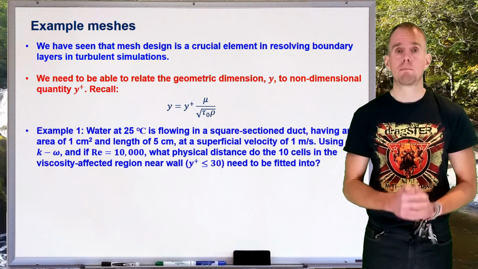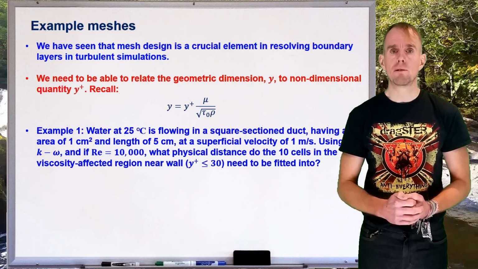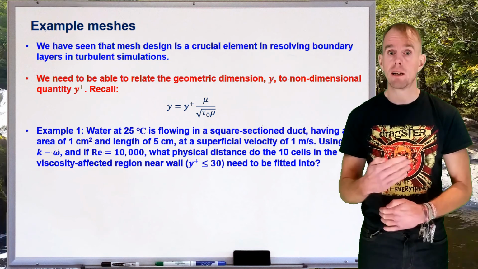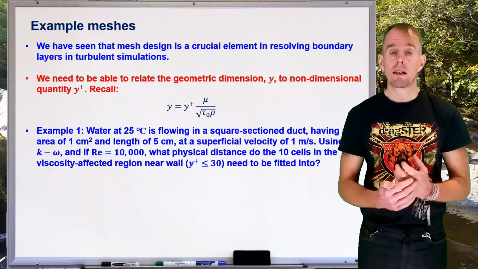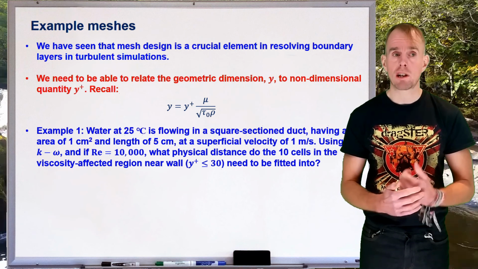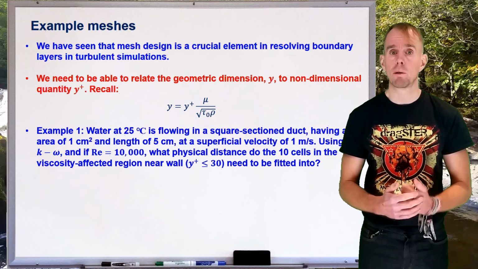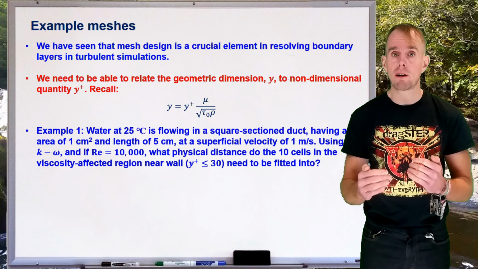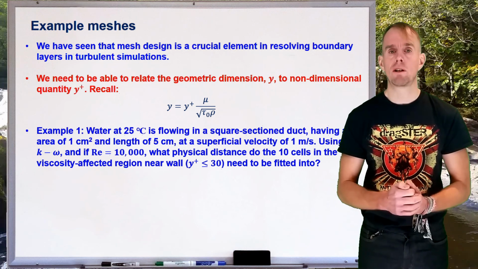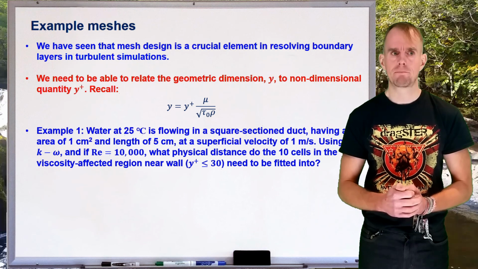So let's start by means of an example. Let's suppose we have water at 25 degrees C, hence defining density and viscosity. Let's say that water is flowing in a square section duct, and that square section duct has an area of 1 square centimetre. It's also 5 centimetres long. Let's say that water flows at a superficial velocity of 1 metre per second.